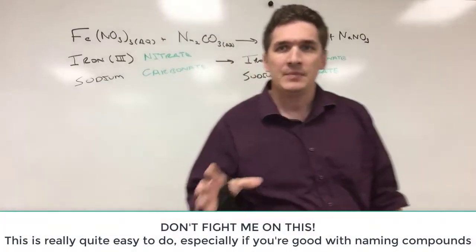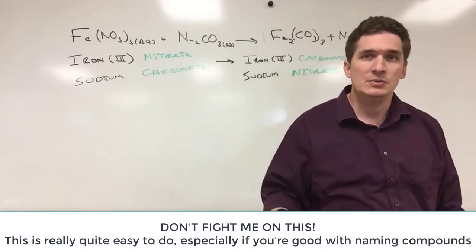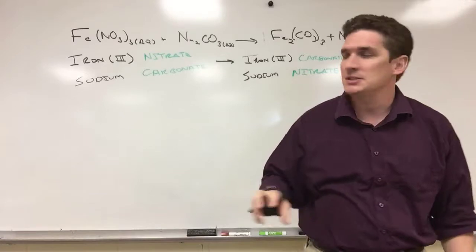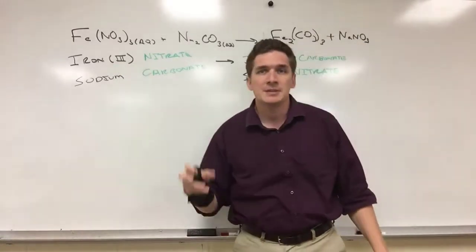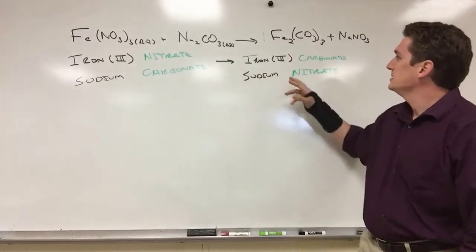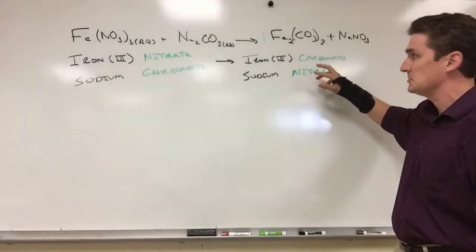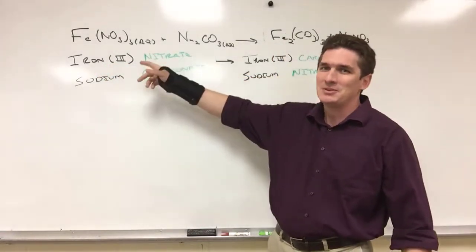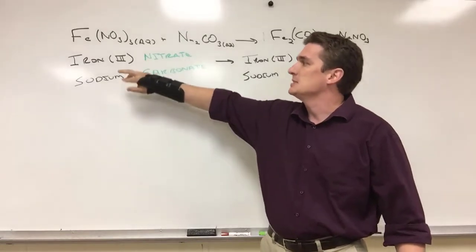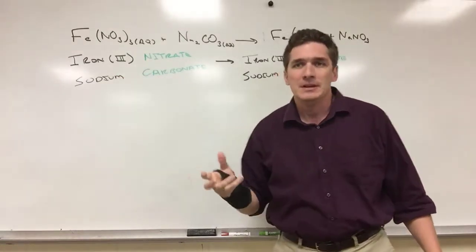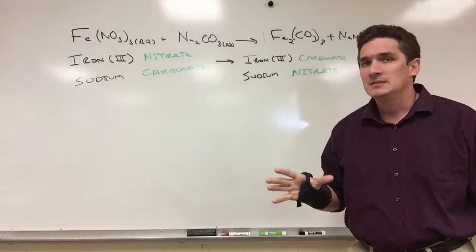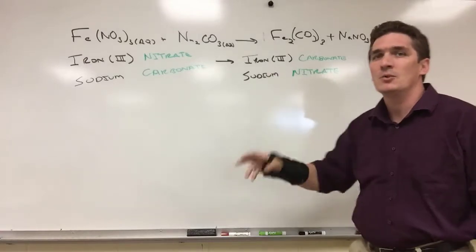The trick here, and the ease, if you can get into it, of predicting a double substitution reaction, is just to write out the names and swap either the anions, so swap the nitrate and the carbonate, or swap the cations, the iron and the sodium. But in either case, it's much more effective for you to write the name out and go backwards.